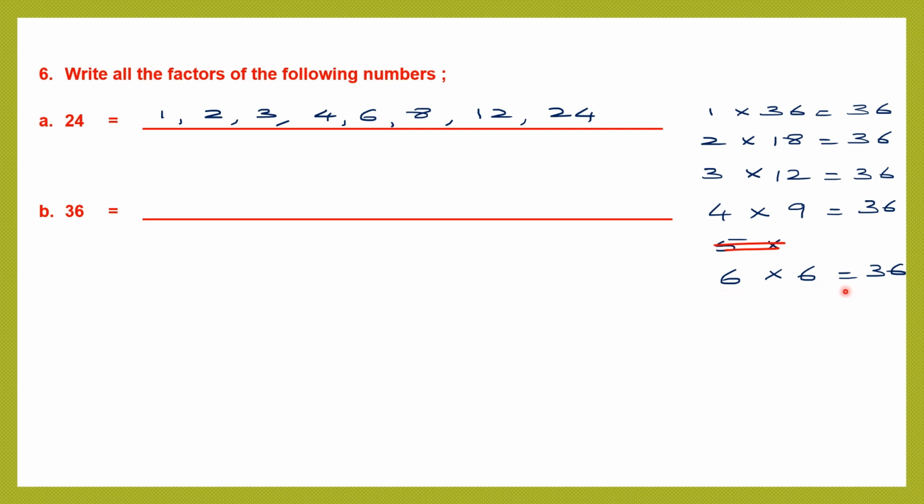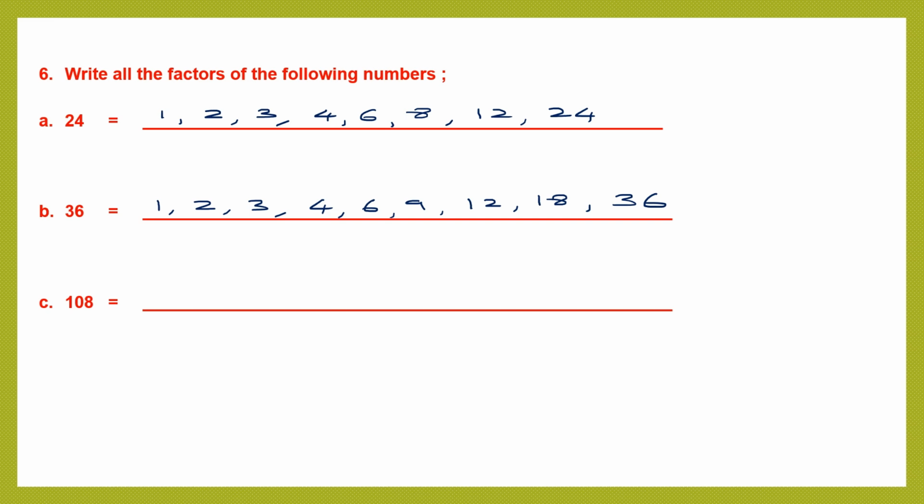So what are all the factors of 36? 1, 2, 3, 4, 6. You don't have to write 6 again. 9, 12, 18 and 36. 1, 2, 3, 4, 6, 9, 12, 18 and 36.